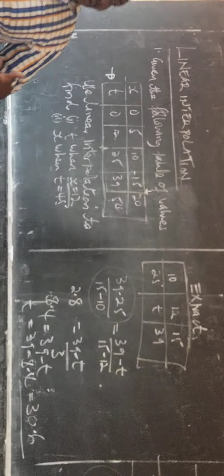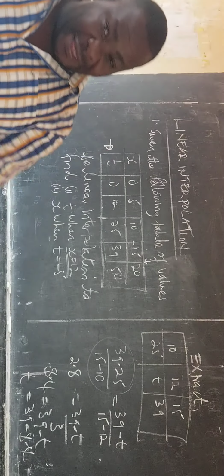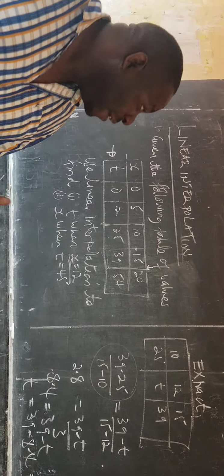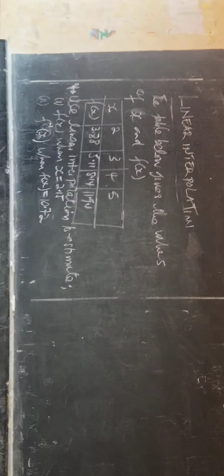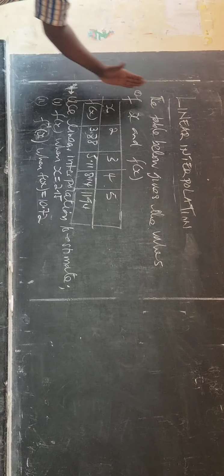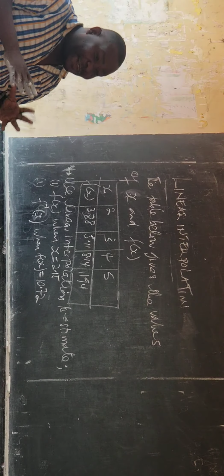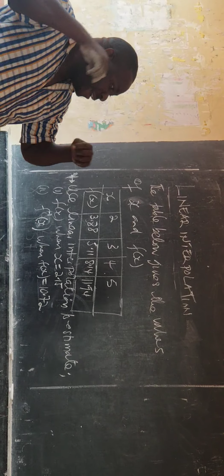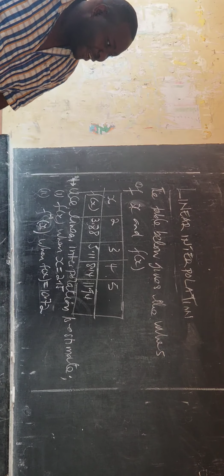So linear interpolation is just a method of estimating a value which lies within a given set of values, when we are using the method of the gradients. So we can look at another example of how we can use linear interpolation. Linear interpolation is just extracting values which lie within a given set of values.